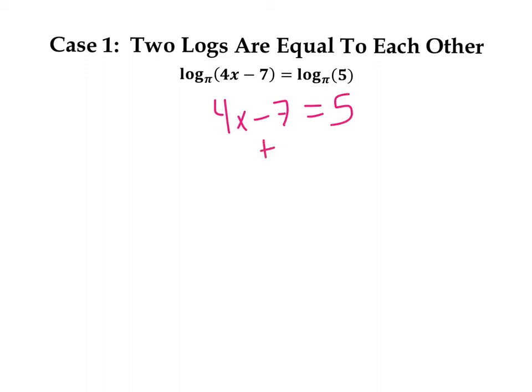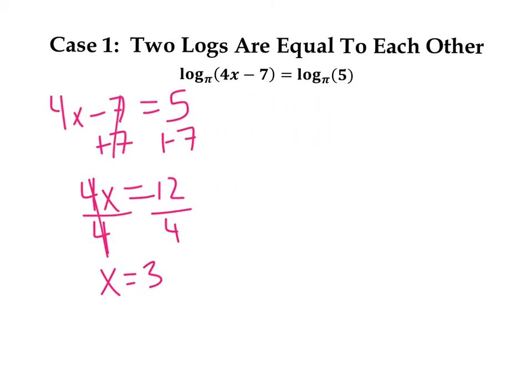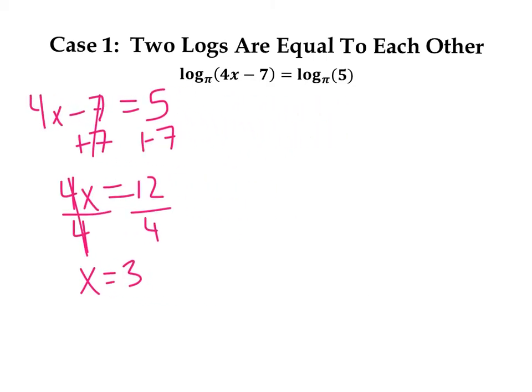We move the 7 over, we get 4x equals 12, divide both sides by 4, and x equals 3. Now, before we confirm that this is my actual solution, we need to make sure that, as always, when we're solving an equation, we plug it back in and check our solution. So we need to plug it back in here and verify that it's correct.